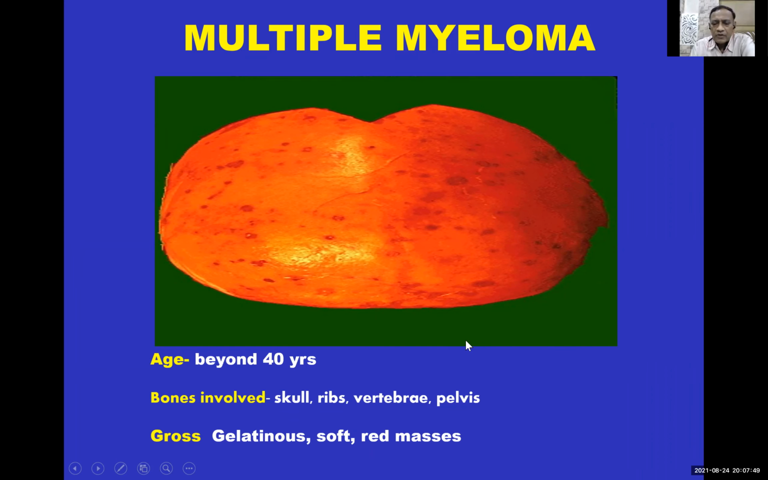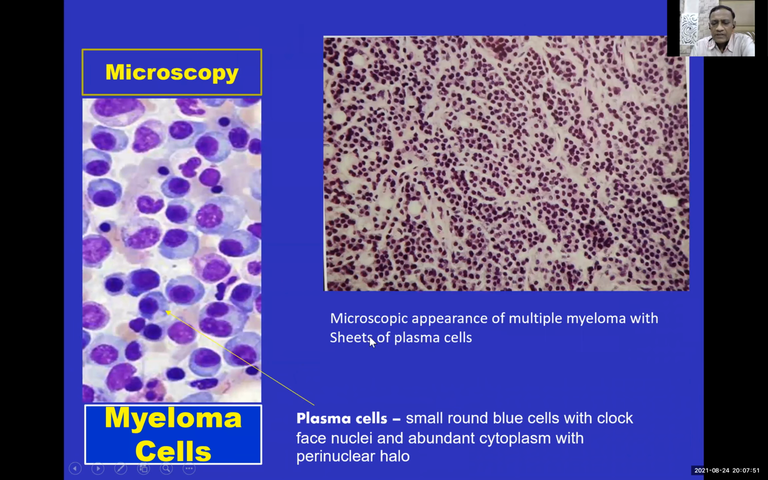Histologically, it shows the plasma cells, sheets of plasma cells like this. And what are the high power features of plasma cells? They are small round blue cells with clock face nuclei like this, and abundant cytoplasm with perinuclear halo.